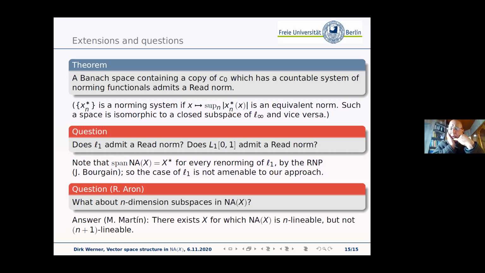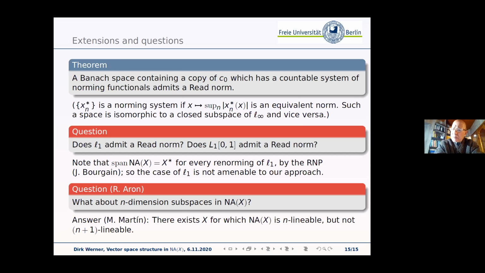Dirk, how about the James space, I mean, the lineability of its norm-attaining functionals? For the James space, right. The James space that is isometric to its second dual will certainly have such a subspace, because it's a dual space. For every dual space, the predual will be a subspace consisting of norm-attaining functionals. Okay. All right.